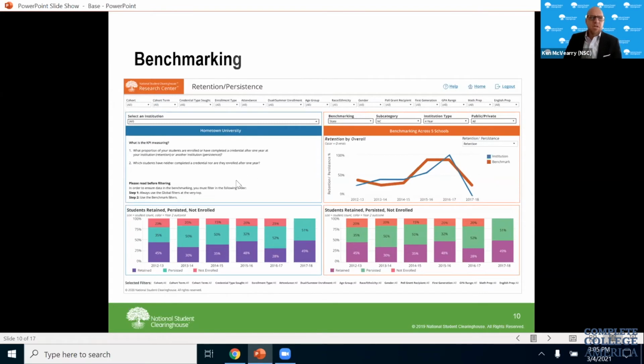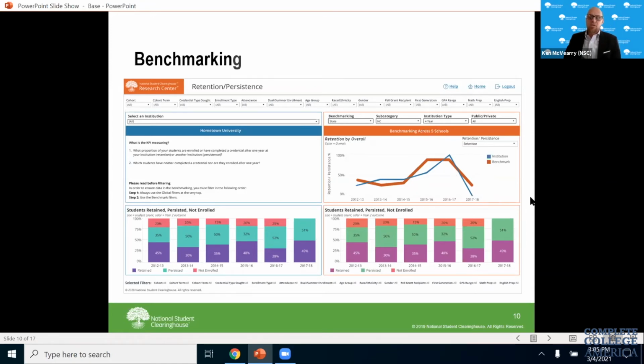In this particular screenshot, this institution is being benchmarked against five other schools. In the actual dashboards, you would get a drop-down menu that tells you the names of the five schools you're being benchmarked against. If they don't seem like the most accurate comparison for you, you could go back into these filters and start to narrow that field as well.